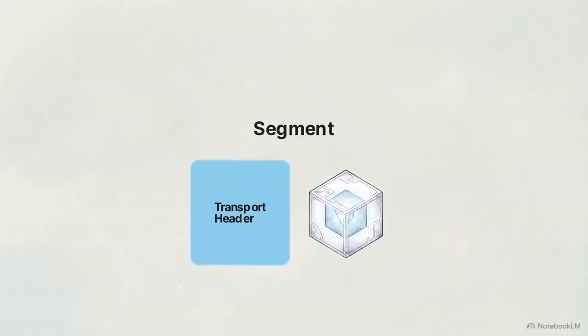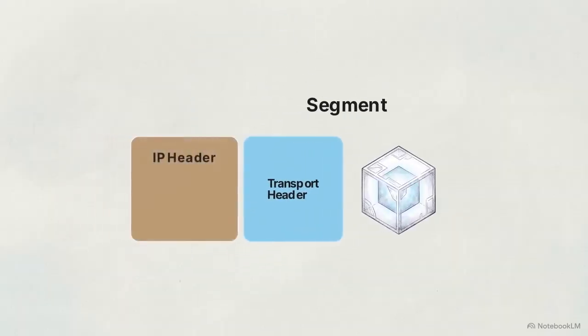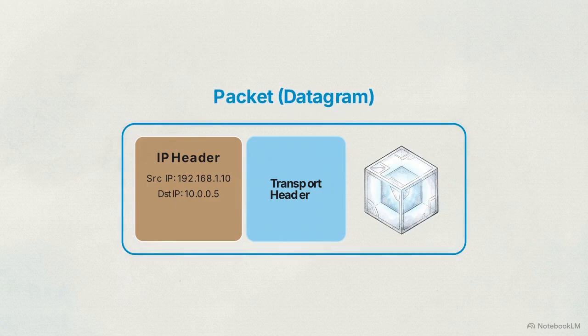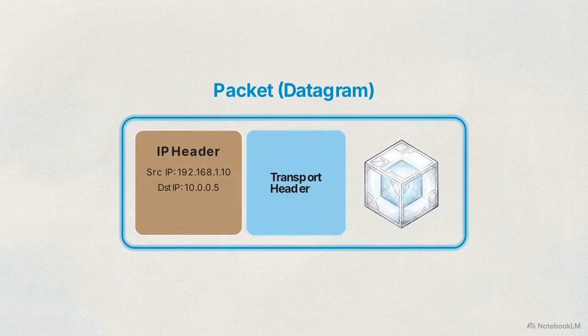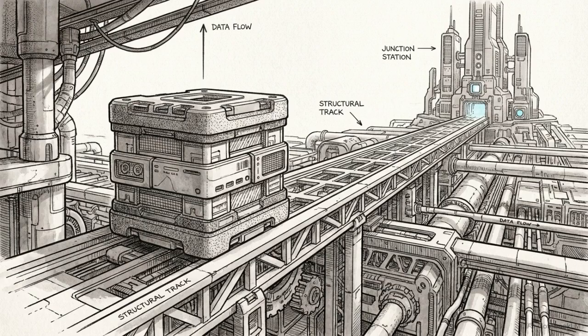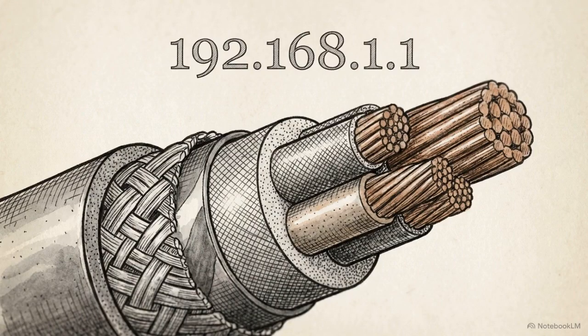Here, the network layer wraps an IP header around the entire segment. This new header contains the logical source and destination IP addresses. With encapsulation complete, the unit is now a datagram, universally referred to as a packet. This IP packet is the foundation of connectionless routing. It contains all the necessary logical information to reach its ultimate destination independently, without relying on a pre-established circuit. The packet is now globally addressed.